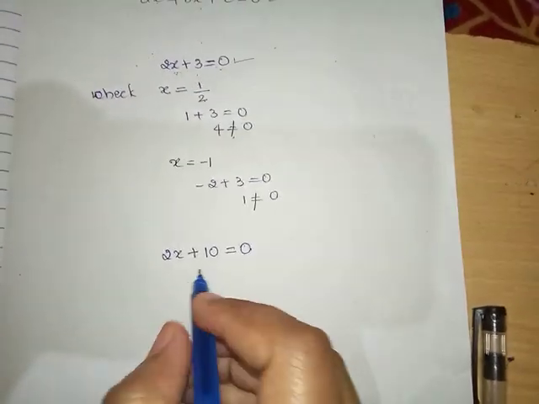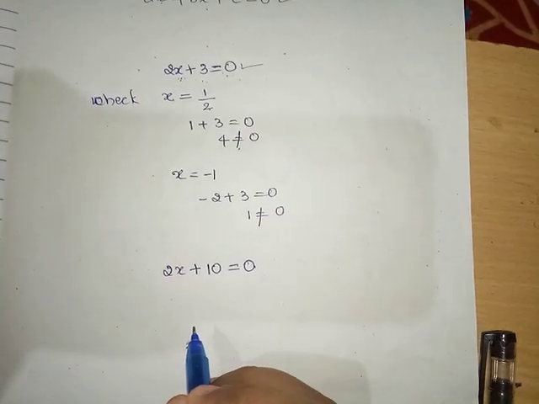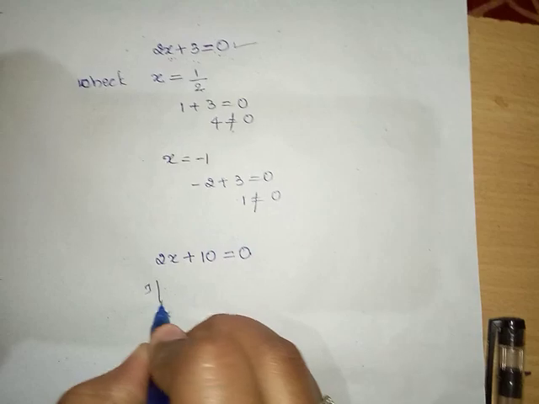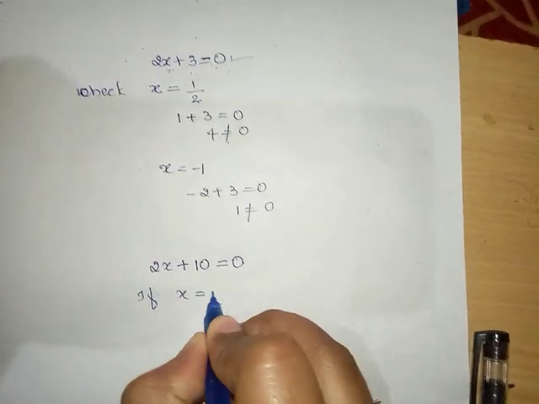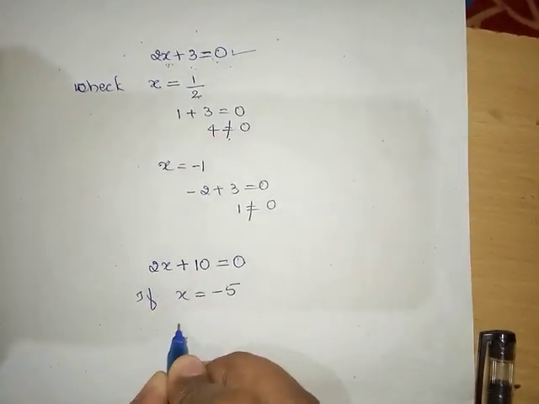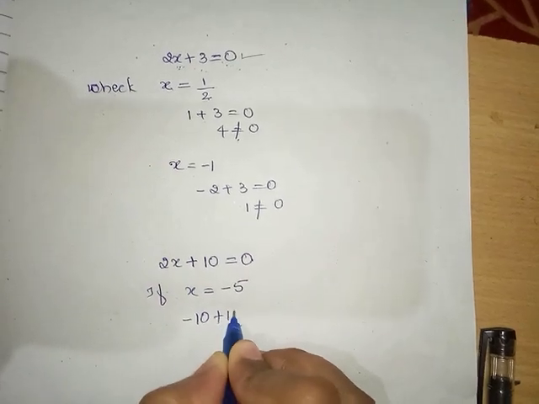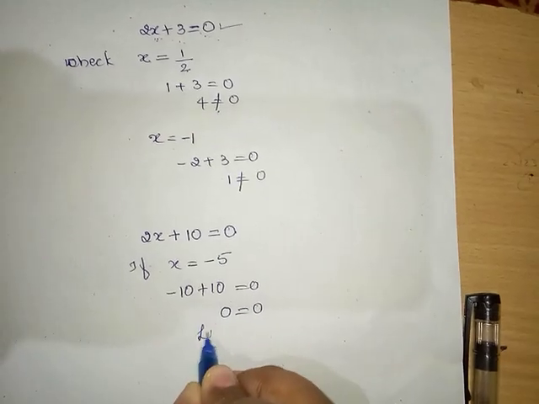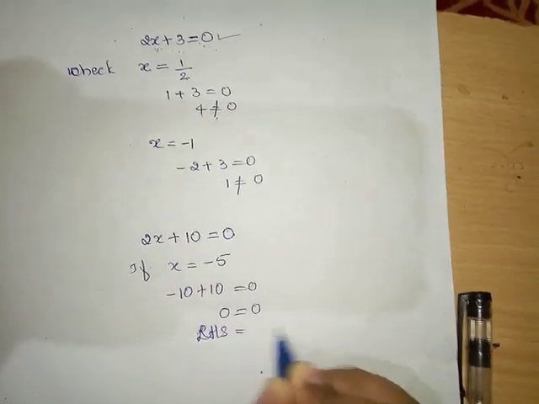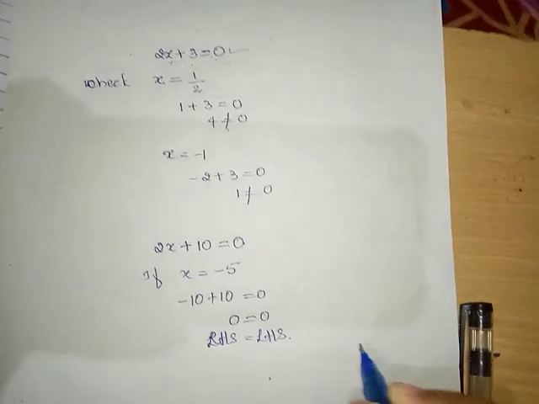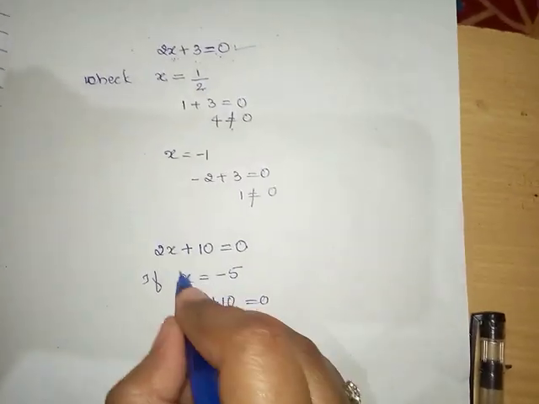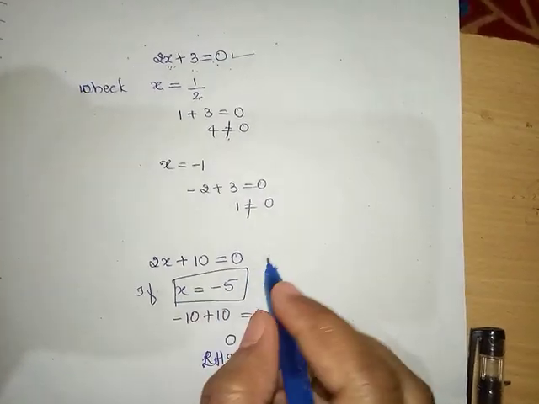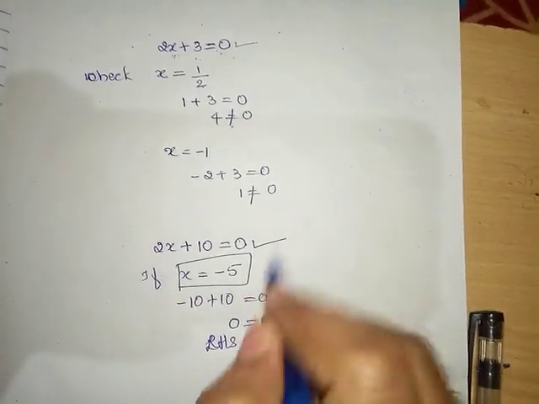Now directly I will go to the value which gives us LHS equal to RHS. If x is equal to minus 5, then it will be minus 10 plus 10 is equal to 0, which is 0 equal to 0. Therefore, RHS is equal to LHS. This means this is the value, this is the solution of the given equation.